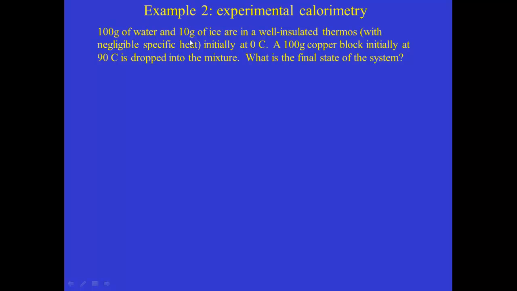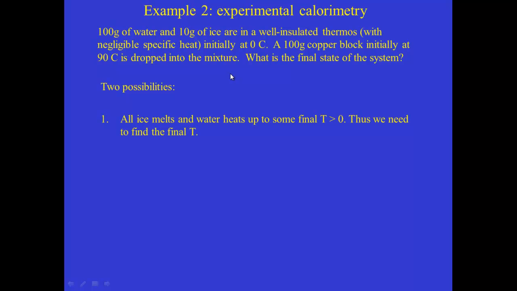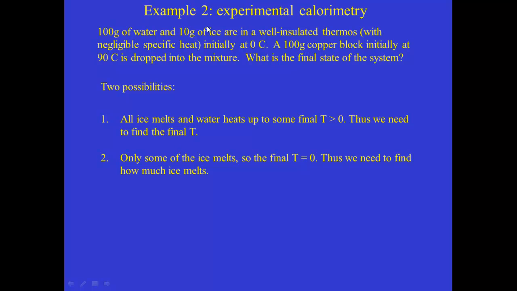But what we don't know is how much water and how much ice will remain, because there's at least two possibilities. First, all the ice could melt, and then the ice plus water mixture would heat up to some final temperature greater than 0. If that's the case, we need to find the final temperature T. The other possibility is maybe there's not enough heat from the copper to cause all of the ice to melt, maybe only some of it will melt. Then some ice and water would still coexist, which would mean the system would still be at T equals 0. So the copper, the ice and the water would all end up at T equals 0, and the unknown in that case is not the temperature, but how much of the ice melts, or how much of the ice is left.